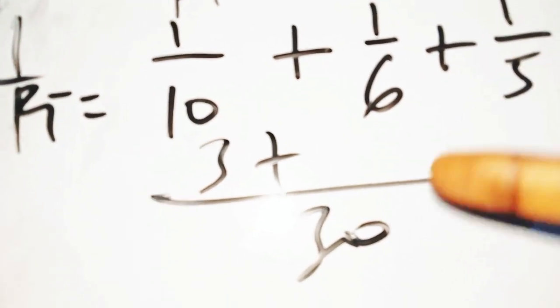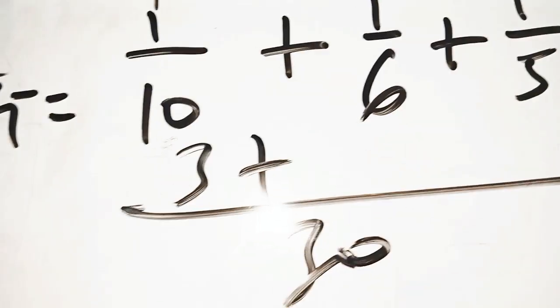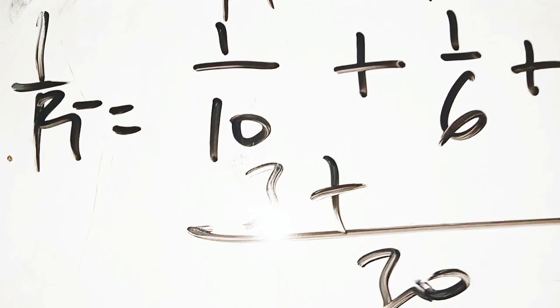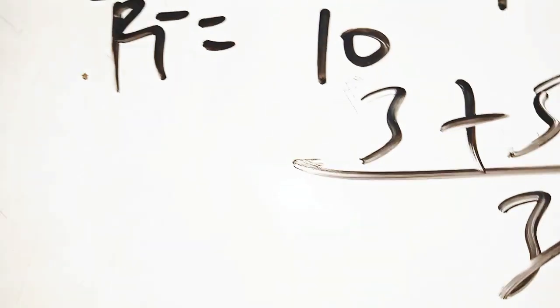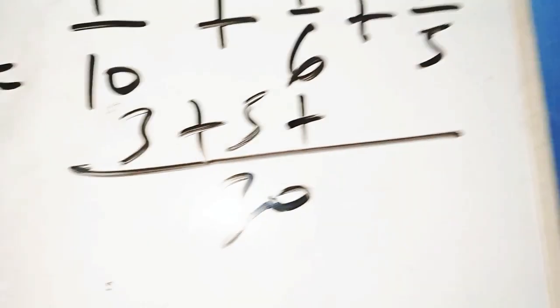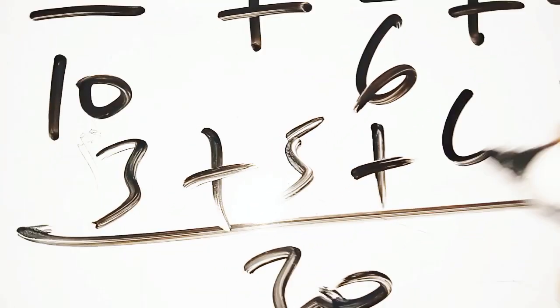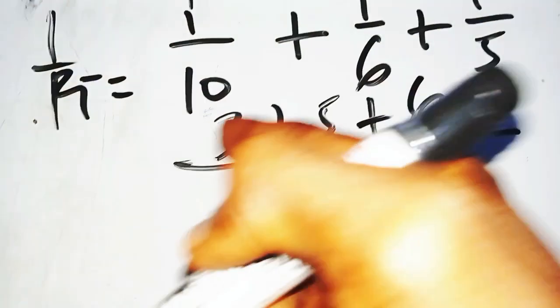So 6 here will go into 30, 5 times. So 6 5s are 30. So 5 over 30 is 5. So now here 6 will also go into 30 five times. So 6 1s are 6. So we have 6 here. So we are going to sum all of them up.